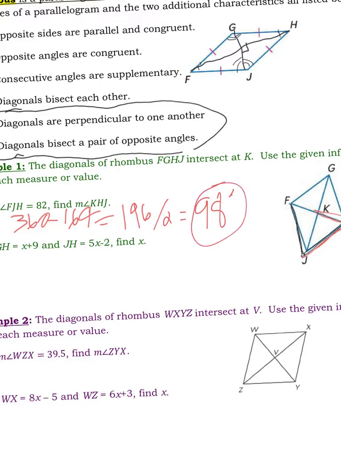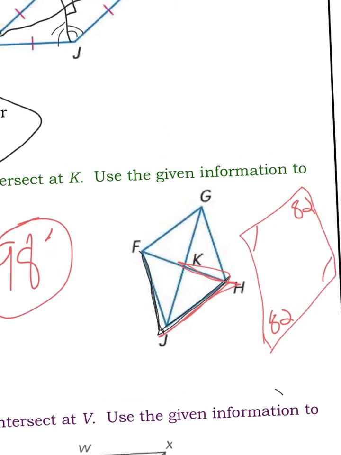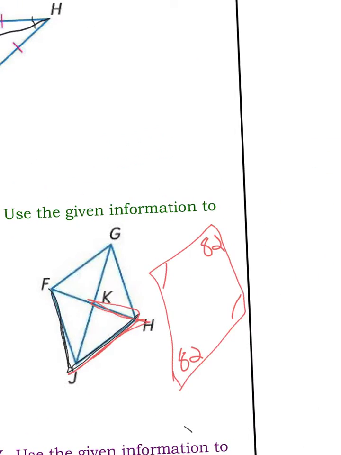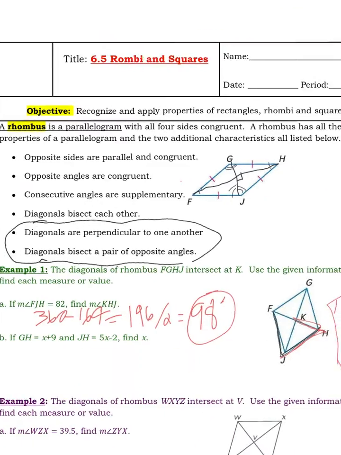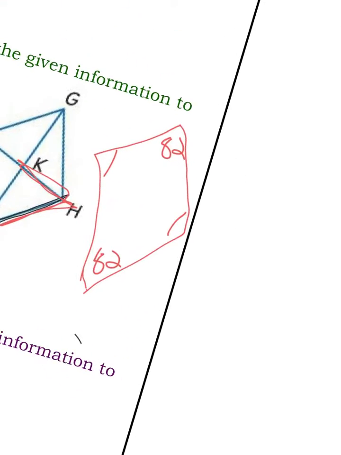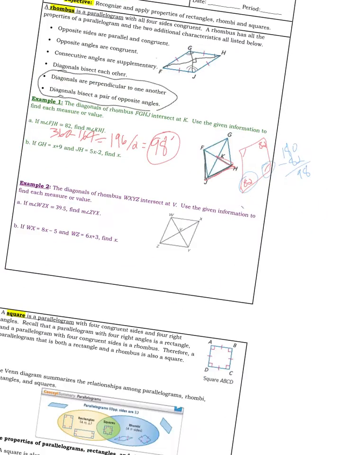Now, I could have done this actually an easier way. This is maybe a more holistic approach, but remember this property right here, consecutive angles are supplementary. So if I'm looking at 82 and this angle here, they have to add up to 180. So I could have just done 180 minus 82, and I get 98. So either way you want to think about it, you get the same answer, okay?